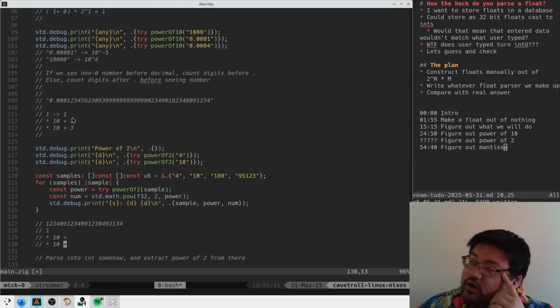I guess you could also, if you parse out more bits than you need, you can truncate later. So you can parse the mantissa into a U32 and then truncate to a U23 or something. And then figure it out from there.